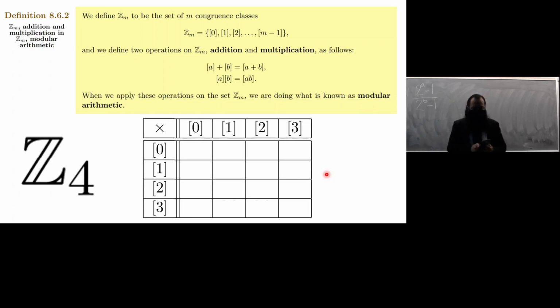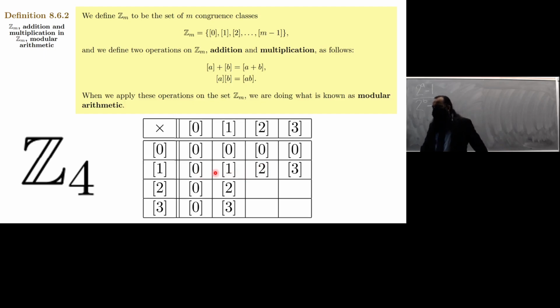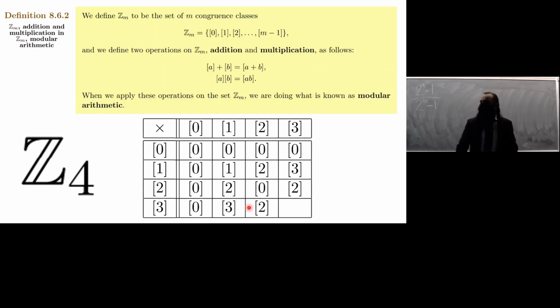All right, all done? Everyone got 0, 0, 0, 0. 0 times anything is 0. 1 times anything is itself. 1 times 3 is 3. 1 times 2 is 2. Everyone got that? Okay, what's 2 times 2? 0. What's 2 times 3? 2. What's 3 times 3? 1. Excellent. Okay, you now know modular arithmetic.